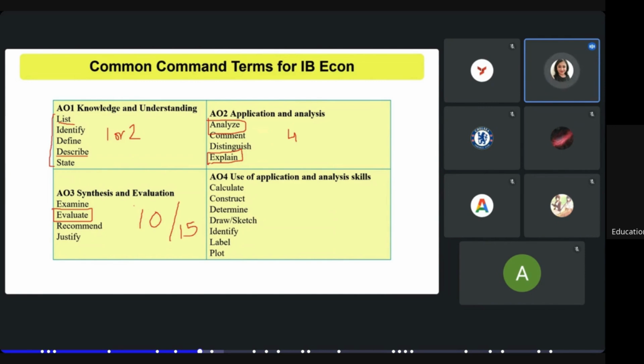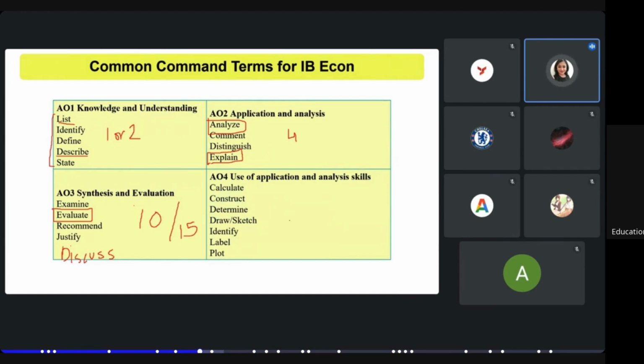I think I forgot to write discuss. I will add it to the list before sending it over. Discuss is also an assessment objective 3 command term. And you need to know the difference, not just for econ, for every subject. What is the difference between a discuss question and an evaluate question? Knowing that itself can place you in the top mark band.